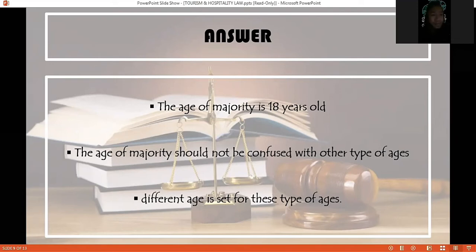The age of majority should not be confused with the other types of age. For example, voting age, marriageable age, age of consent, legal working age, school leaving age, legal driving age, smoking age, legal drinking age, age of criminal responsibility, age of candidacy for political office, and many more. Because a different age is set for each type of age. For the first, it is the capacity of any person to act in the following matters, namely marriage, divorce, dower, and adoption.